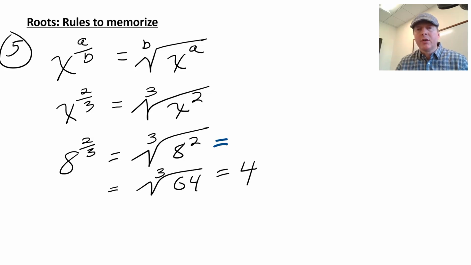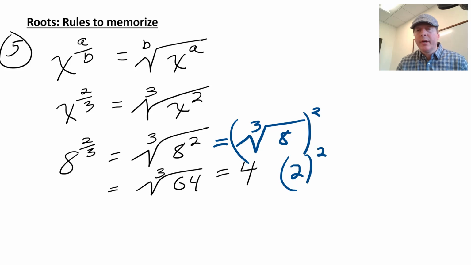Let me also point out that the cubed root of 8 squared is the same thing as the cubed root of 8, squared, same thing. And the cubed root of 8 is what? The cubed root of 8 is 2, so this is 2 squared. This is equal to 4, so it all works out.